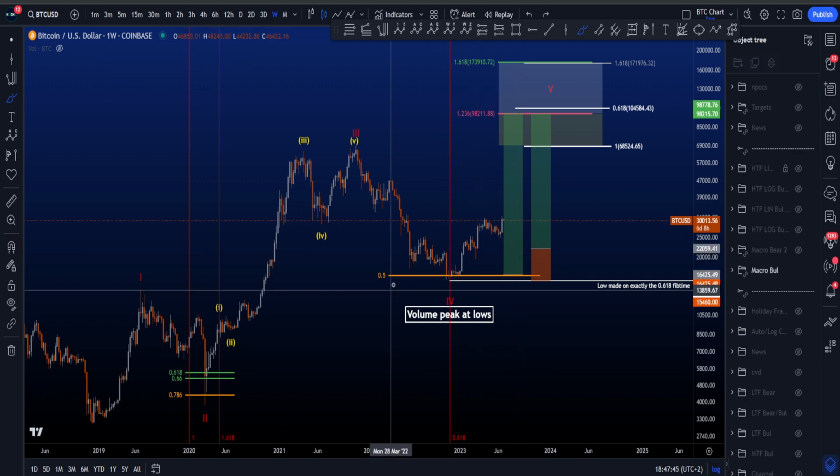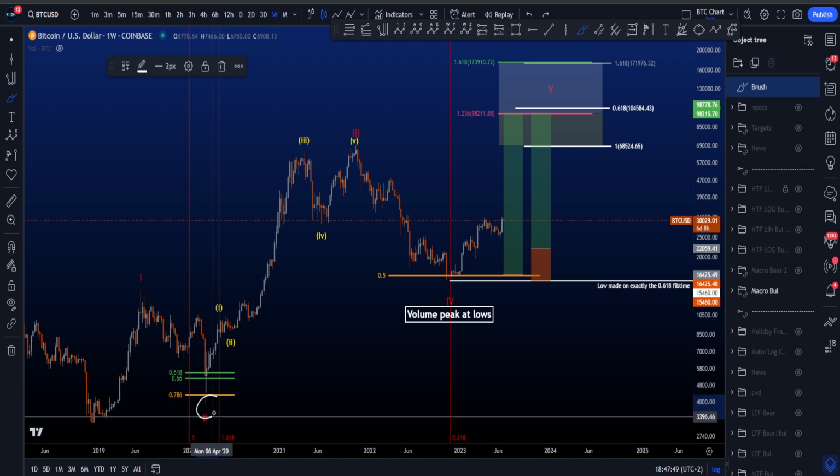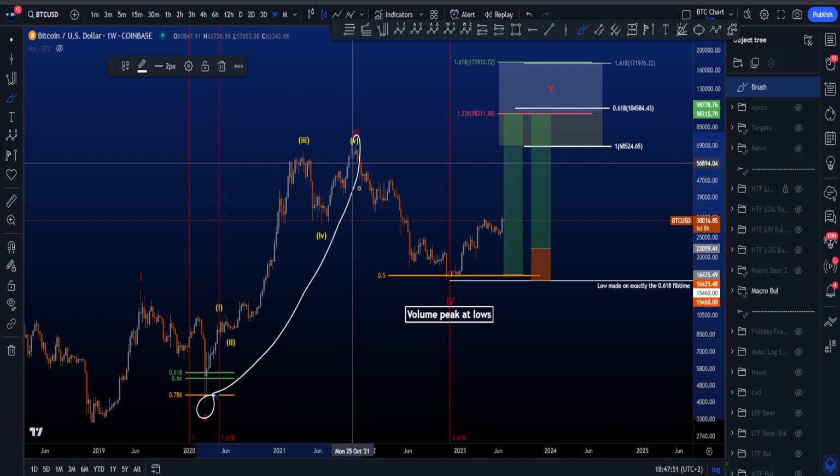4 is in, which was made right on top of the 0.5 Fibonacci, which is the maximum target for wave 4, taken from the low of 2 to the high of 3.